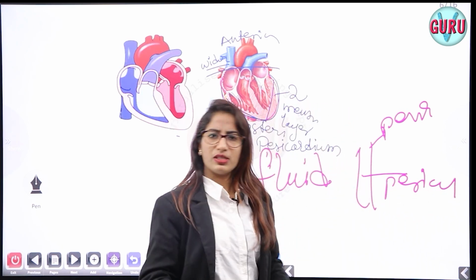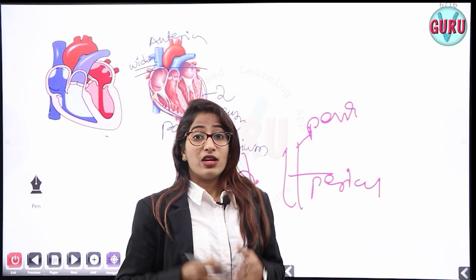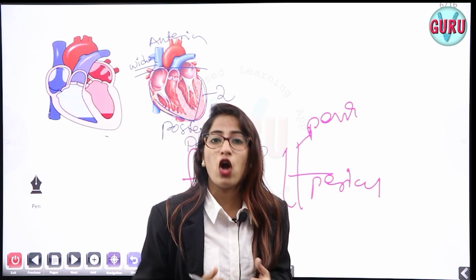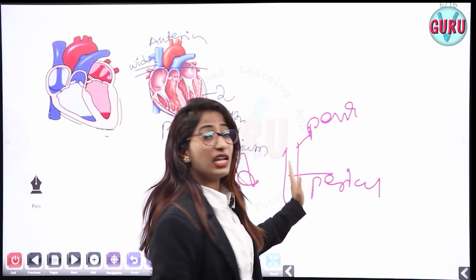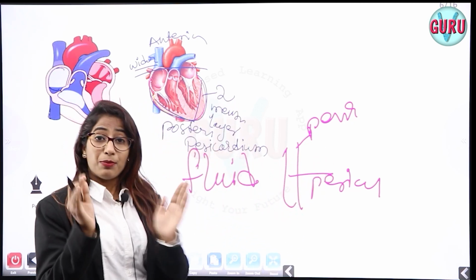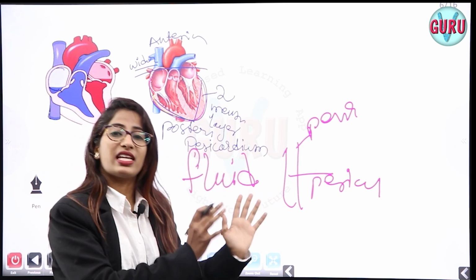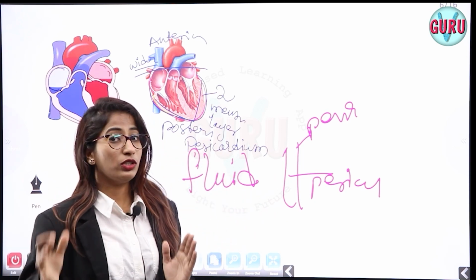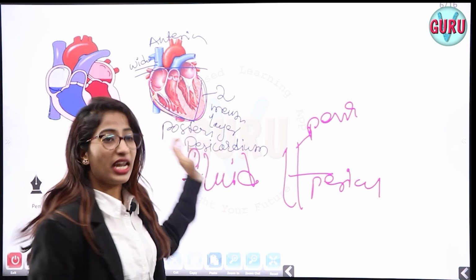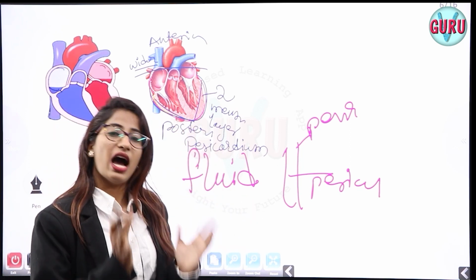What is the use of this pericardial fluid? See, if there is any external shock, this pericardial fluid will absorb that shock and protect the heart from those shocks. So it's a kind of protective layer for the heart.